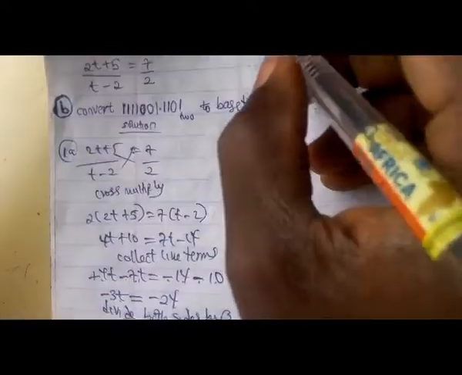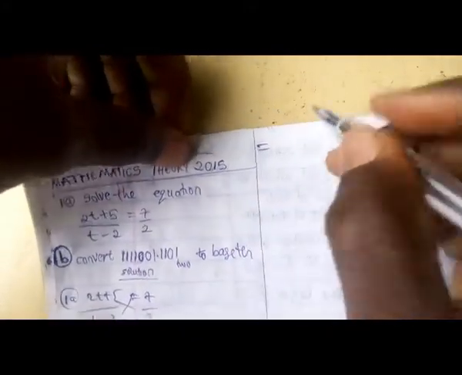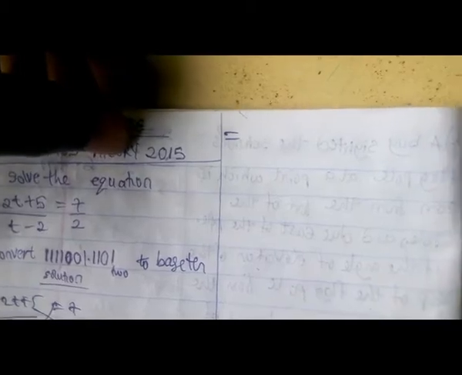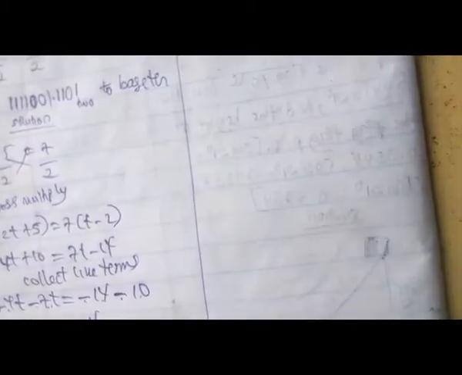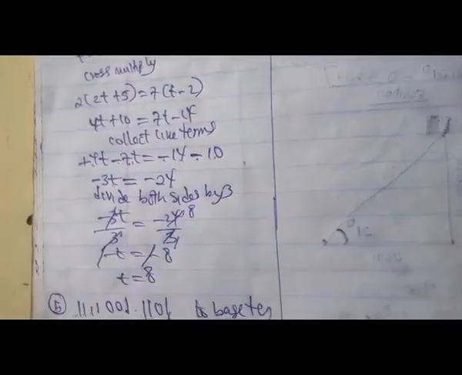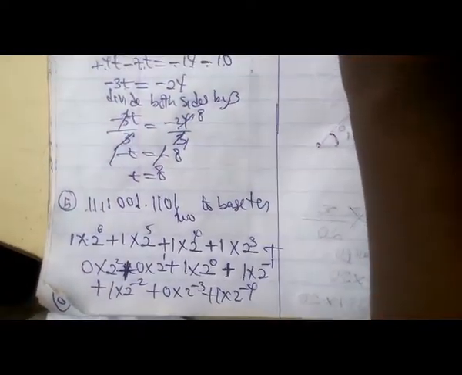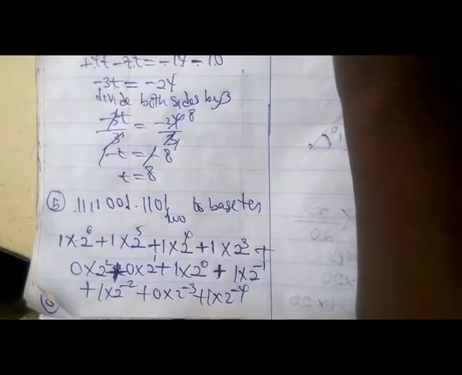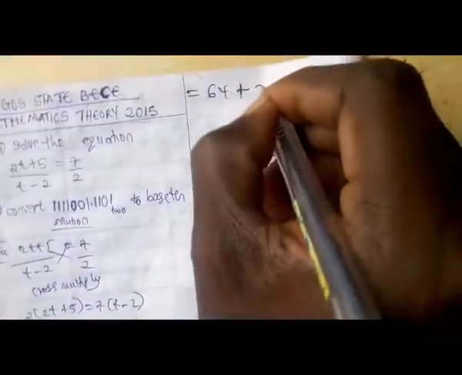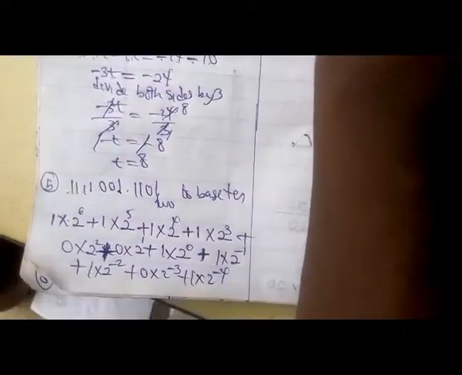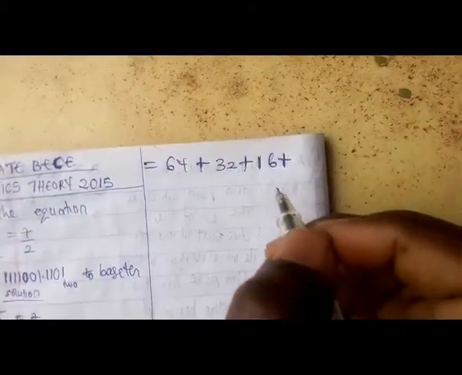So 2 raised to power 6 is what? 2 raised to power 6 is 64. 1 times 64 will give us 64. 2 raised to power 5 is 32, so 32 times 1 is 32. Plus 2 raised to power 4 is 16, and 16 times 1 is 16.